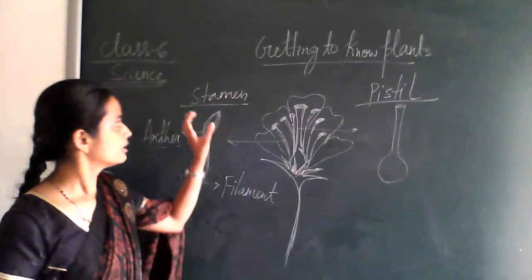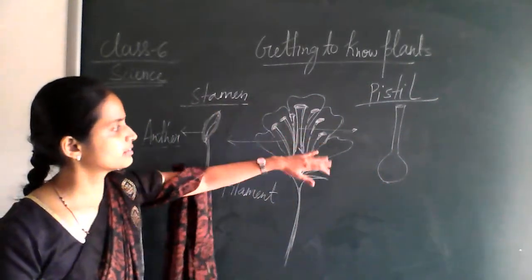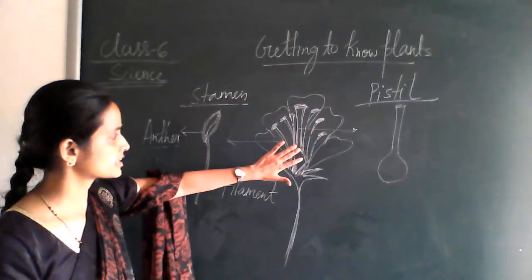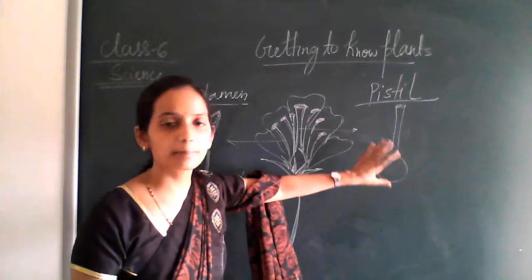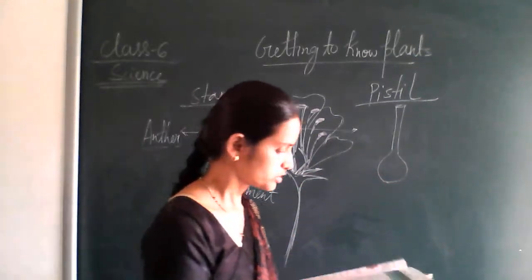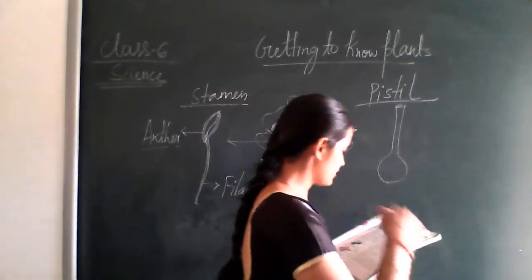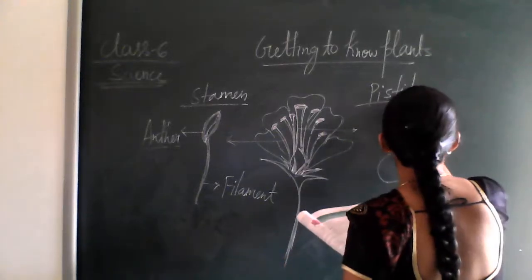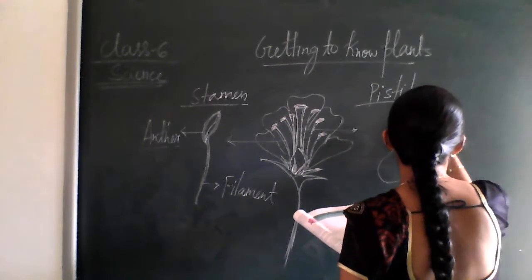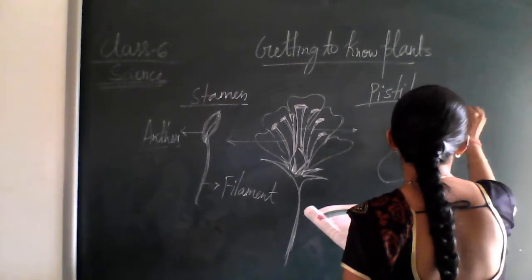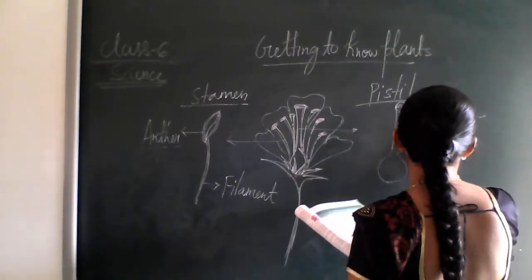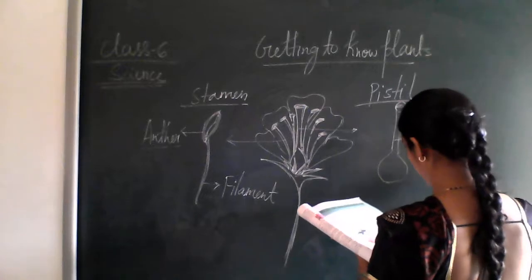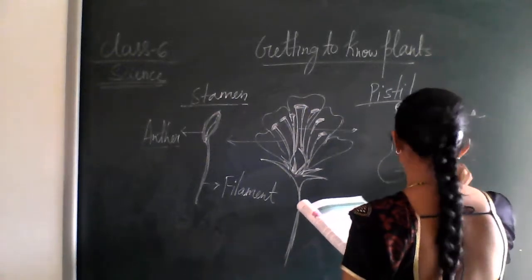The stamen side structures are 6 in number. Now this middle portion of the flower is your pistil. The pistil has different parts, like the stigma, style, and lastly the ovary.